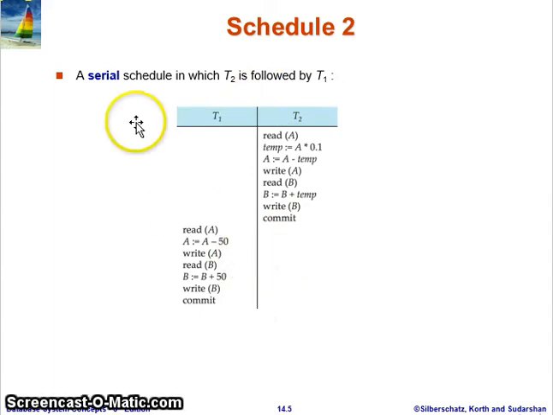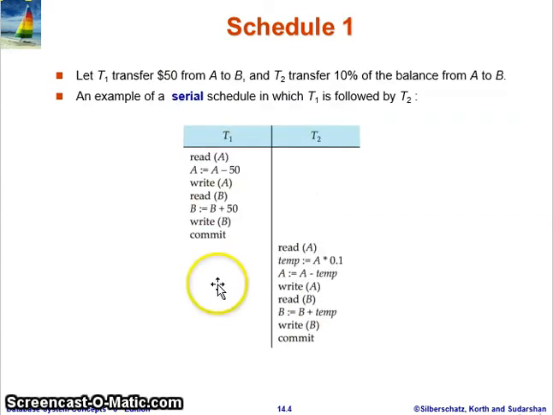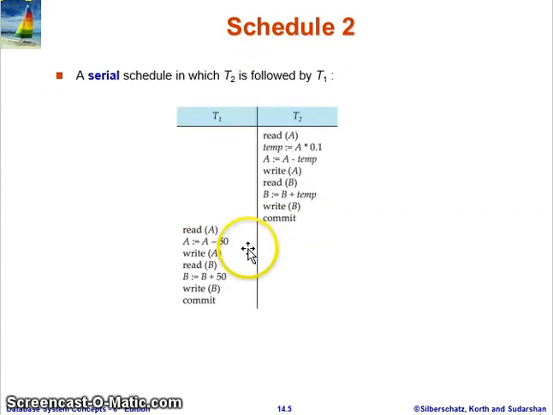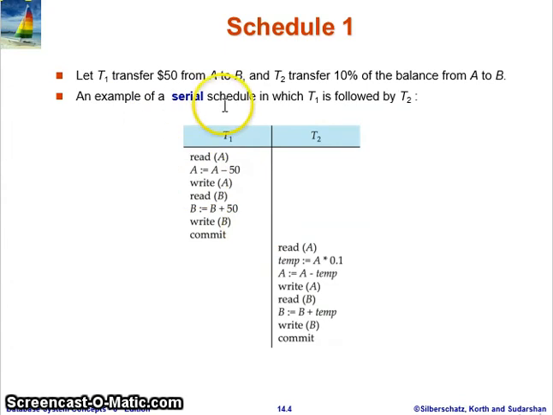In the same way, next is schedule 2. In this schedule we are performing transaction T2 first. All the operations of transaction T2 we will execute first, then all the operations of transaction T1. So in this example, schedule 1 and schedule 2 are serial schedules. Serial schedule means one after another.